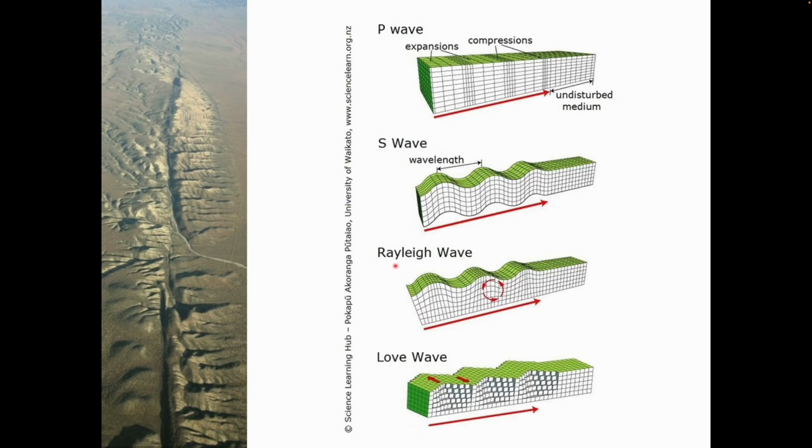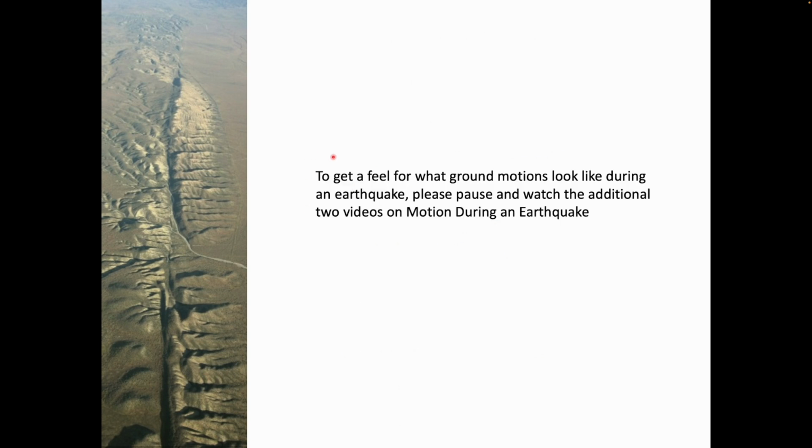There are 2 other kinds, Rayleigh waves, which move in a rotational manner, more like ocean waves, and Love waves, which are body waves that move as lateral vibrations within the rock. The Love waves and Rayleigh waves are less common. They don't travel as far from the earthquakes, but the S waves and P waves can usually be recorded on the seismometers around the entire globe during an earthquake. To see what these ground motions look like during a major earthquake, please pause this and watch the additional 2 videos on motion during an earthquake, which are linked on the D2L page.